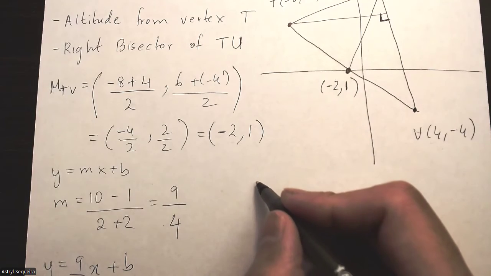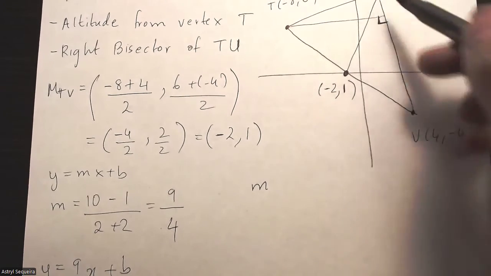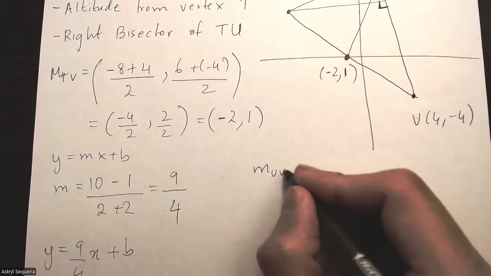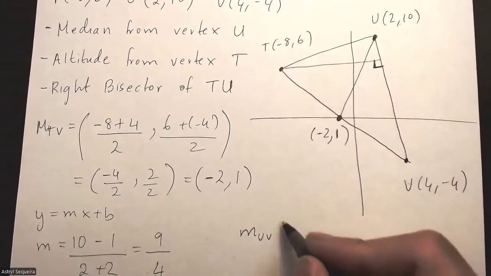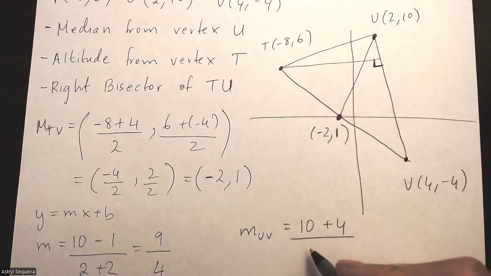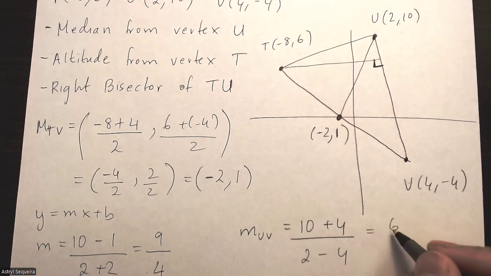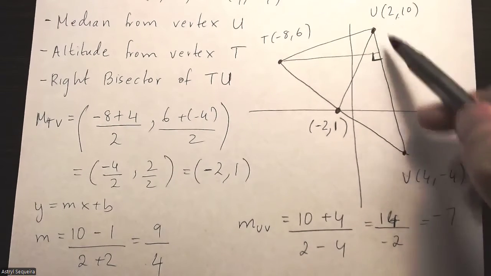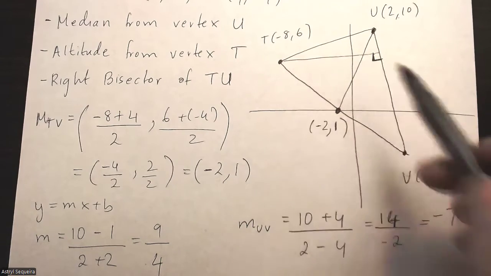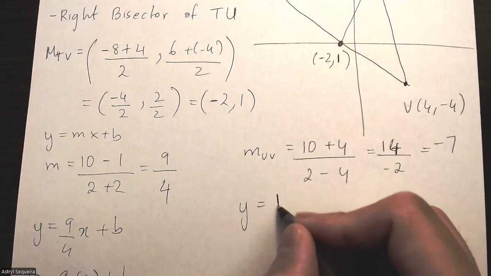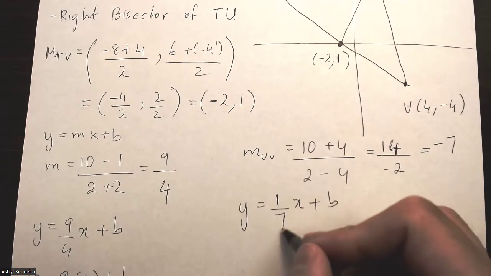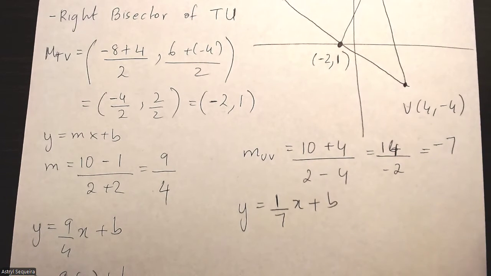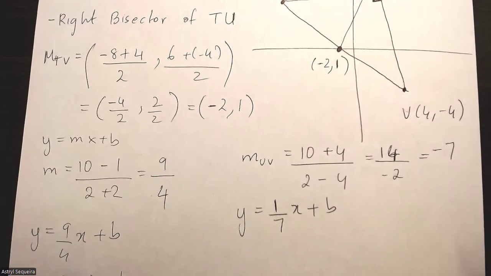So I'm going to start by finding the slope of UV first. That's again y2 minus y1. Double negatives will make it a positive over x2 minus x1, which is 14 over -2, which is -7. So the slope of this line is -7, which means the negative reciprocal over there is going to be 1 over 7. So that's the slope, 1 over 7, the negative reciprocal of that for our altitude. y equals 1 over 7x plus b.